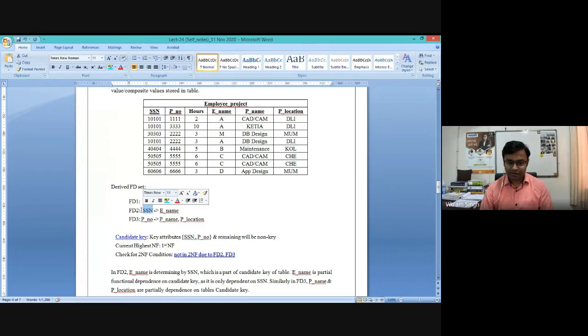So you can say FD2 is violating the condition of second normal form because a part of the key is used to determine the non-key attribute. Similarly, if you go for FD3, it is also violating because P number is a part of the primary key. It is partially determining the non-key attribute. So these two are the culprits creating this violation of second normal form.